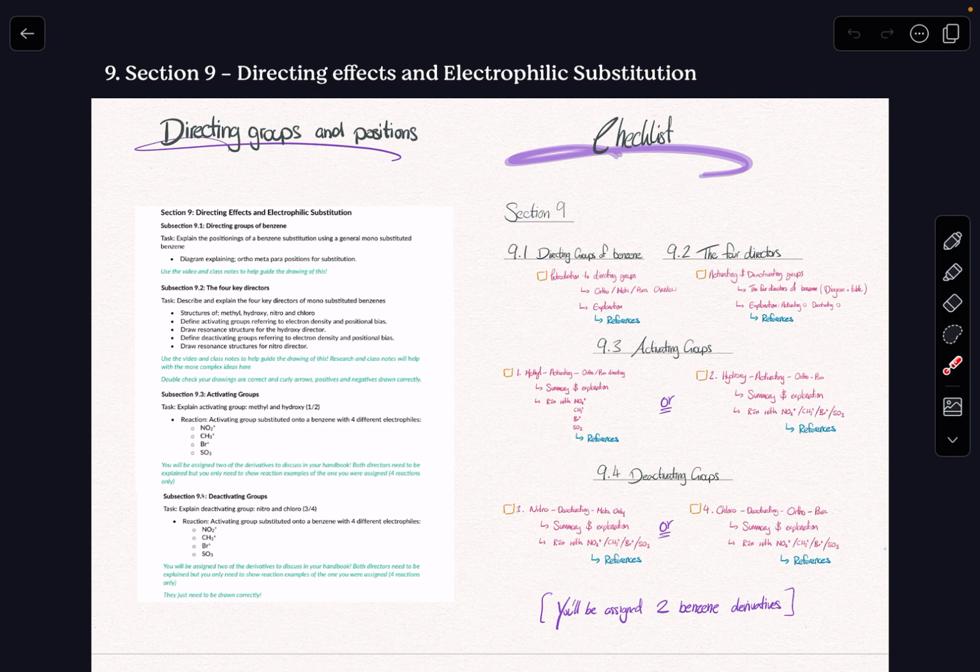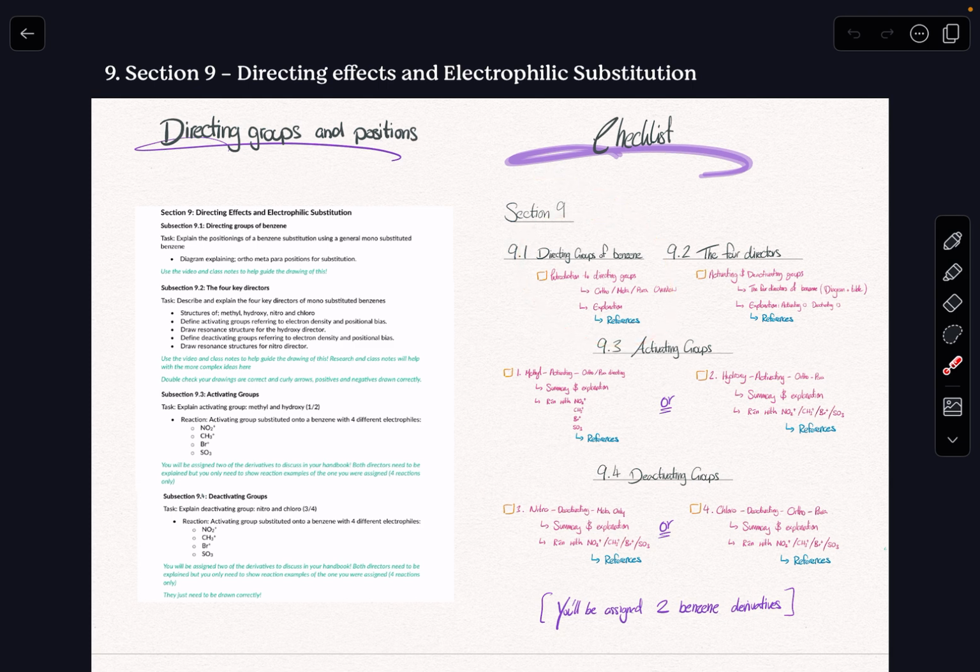So when you get your sheet of lists, it's going to say odds and evens for distinction. If you're odds, you're going to be doing 1 and 3. If you're evens, you're going to be doing 2 and 4. They're only the sections that I'm interested in you looking at. So activating groups, you would just talk about methyl, and deactivating groups, you would just talk about nitro. Just like before when I gave you a selection though, you need to talk about all 4 before we actually go into it. Then we're going to talk about the directing groups of benzene to start off with.